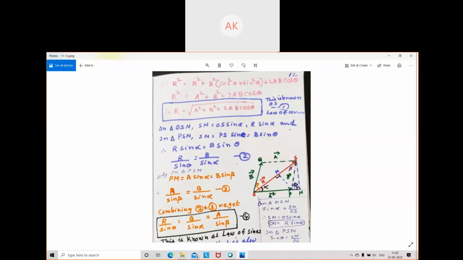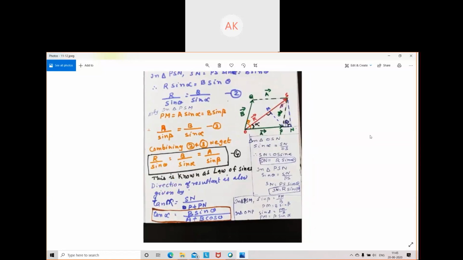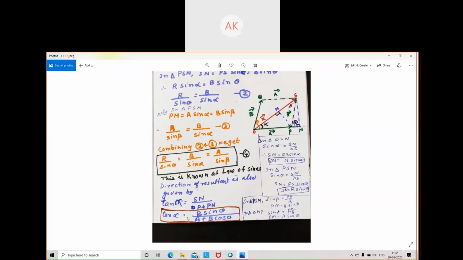And direction can also be expressed in terms of theta. Actually, the question is like that: direction you have to express in terms of theta. So tan alpha is determined, and you can find out alpha with that. And you have to buy one table, Clark's table, to find this direction and all.